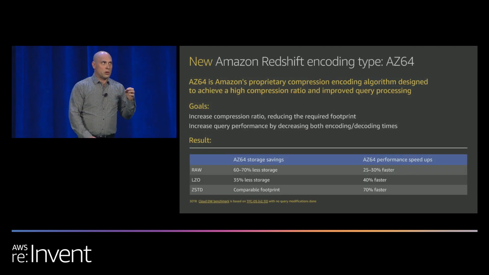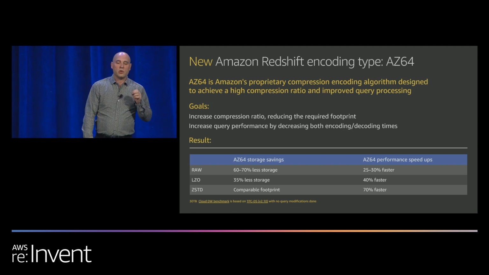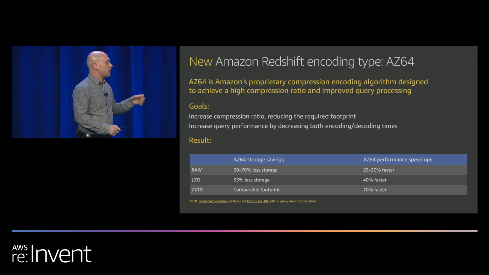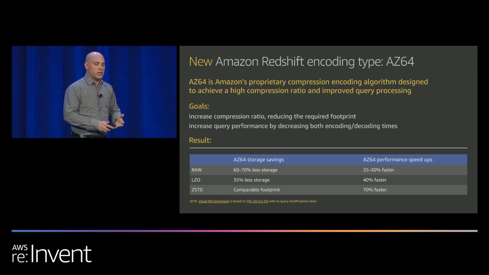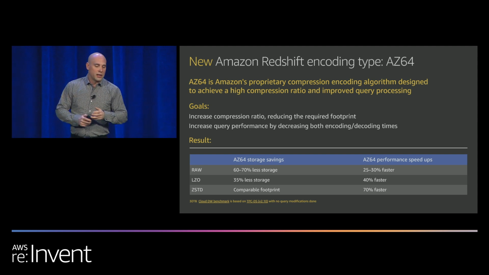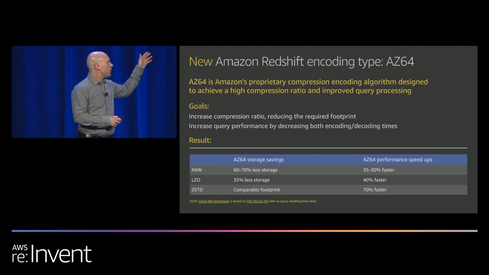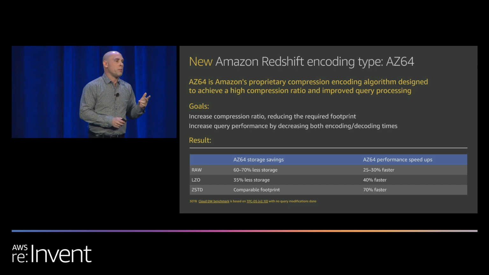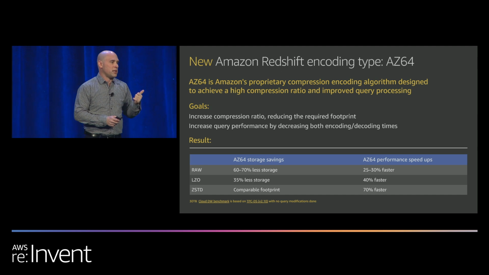So only a couple months ago, we released a new compression type that we call AZ64. It is an encoding type that we built in-house. We set out with a couple of goals here. The main one was we wanted to increase compression ratio, but we also wanted to increase the performance as well. So we set out some pretty lofty goals when we went about building this. You can see down below here, these are some of the performance numbers that we've achieved over two of the most common compression types we used in Redshift, which were LZO and Z-standard. That's what most customers were using across the board.